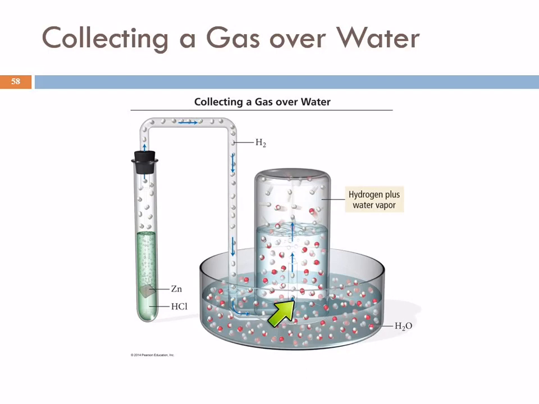The water evaporates from the solution. The water evaporates from the water. How's that? The water evaporates from the water, and so we have water in the gas state and we have hydrogen in the gas state.